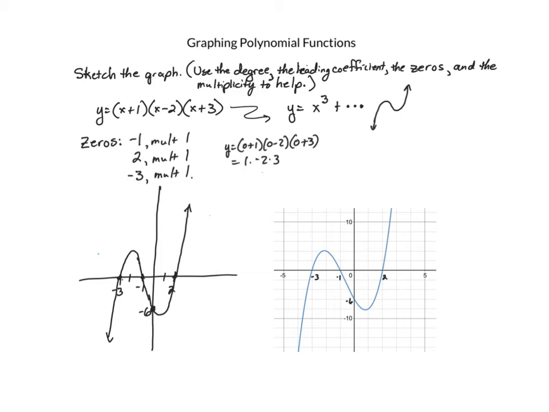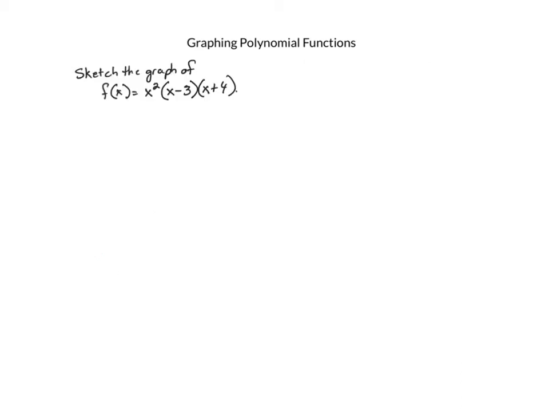There's the graph. Notice it looks a little bit prettier when they did it, but the essence of the graph we have. Let's go on. So here's our next one. Sketch the graph of f of x equals x squared times x minus 3 times x plus 4.